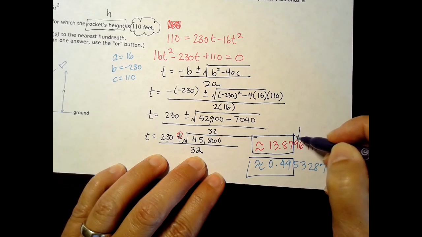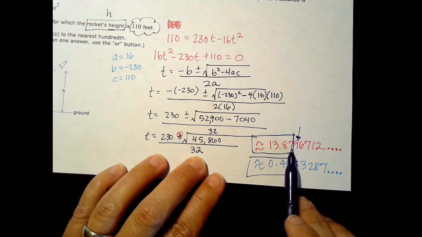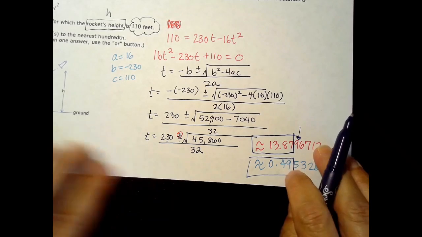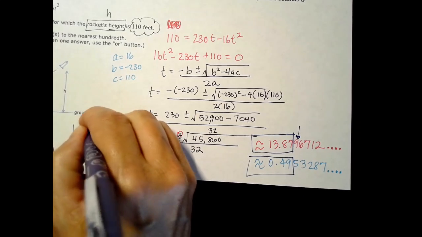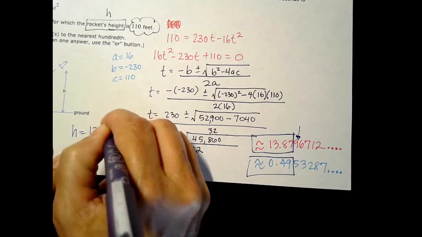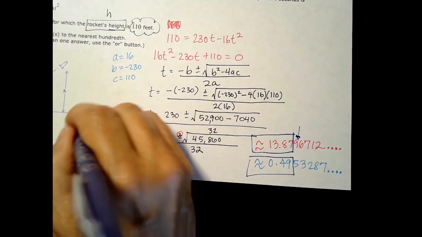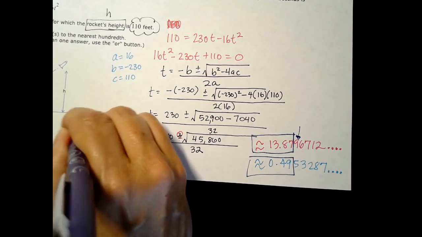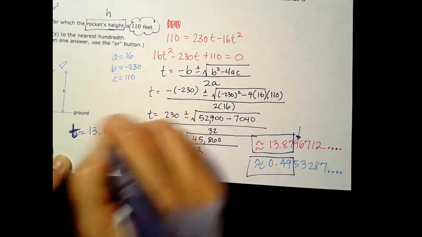Well, we look at the number behind the box, and the box, it's a 9, and so it says it's got to go up. So my first height would be, height is equal to 13.88. Or I'm sorry, that's time. My first time is 13.88 seconds.